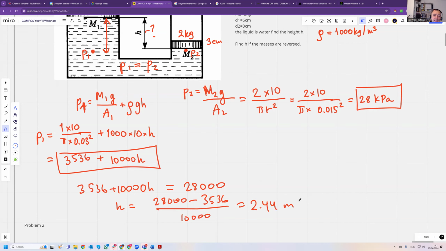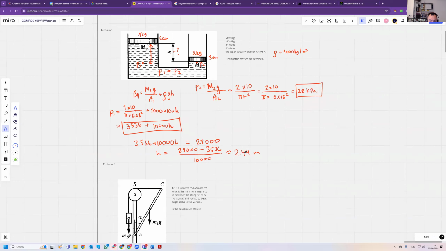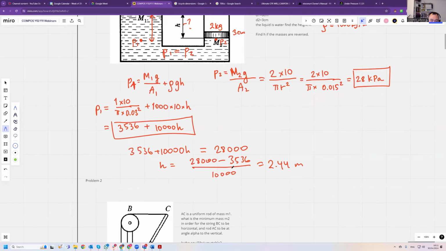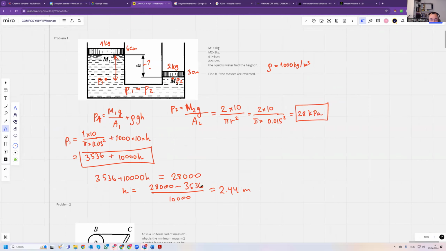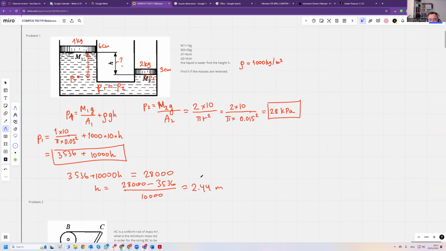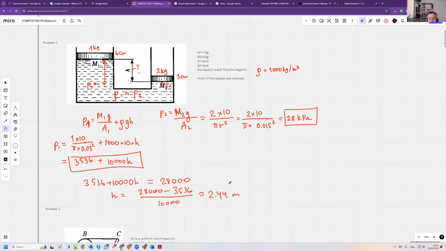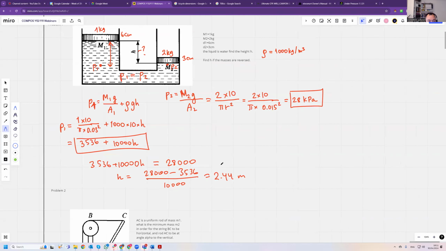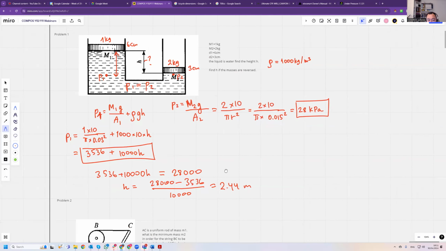Okay, it's slightly unrealistic considering the picture we've drawn, but it's water. If it was mercury, it would be different, right? If the liquid was mercury, that's why mercury is used in barometers or sometimes in manometers. 2.44 meters.